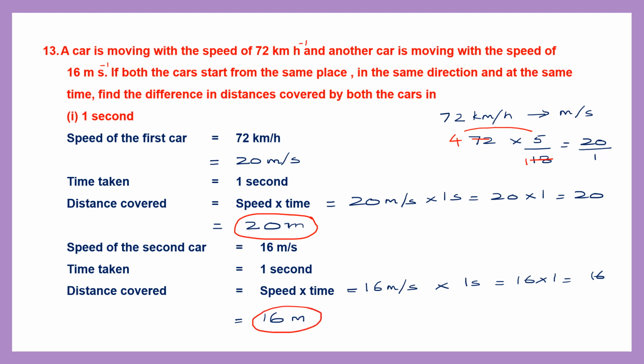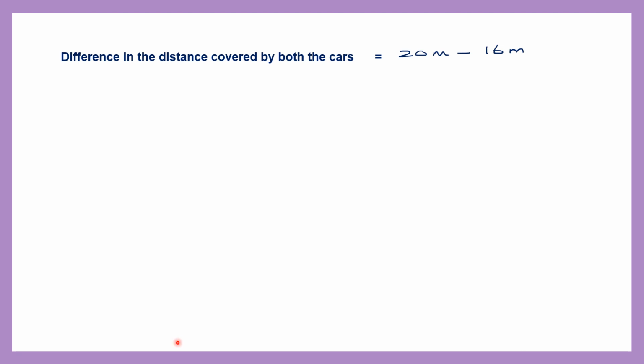Now we have been asked to find the difference in distances. So we're going to do that. The difference in distances will be 20 meters minus 16 meters. 20 meters is the distance covered by the first car. 16 meters is the distance covered by the second car. So 20 minus 16 is 4. So the answer is 4 meters. So when the time is 1 second, the difference in distance is 4 meters.